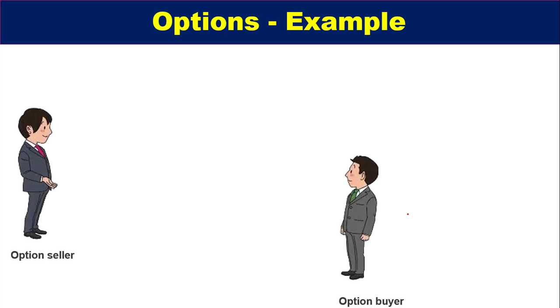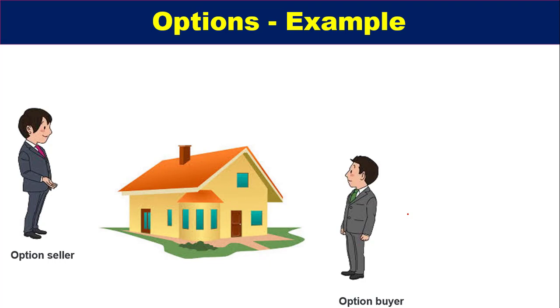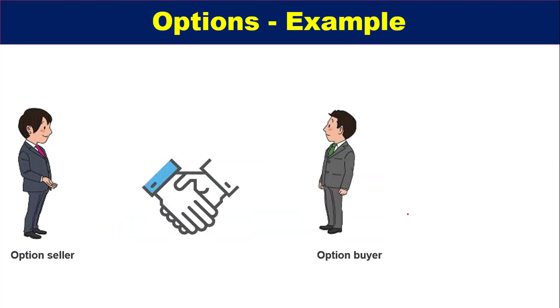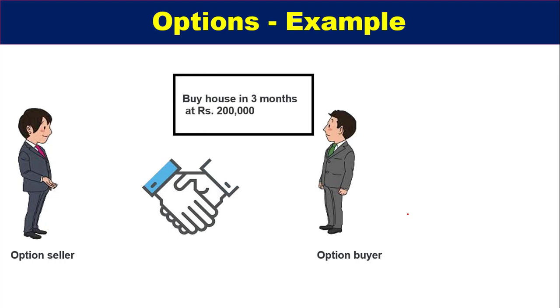Now comes the example so that things will be a lot clearer to you. For example, there are two parties, option seller and option buyer. Mr. X, who is the option buyer, wants to purchase a house, and the cost of the house was too much, and he is not able to afford this house. So they negotiated a deal, and the deal suggests that the option buyer who sees the house can buy the house in 3 months at rupees 2 lakh. This is the deal that happened between option seller and option buyer.